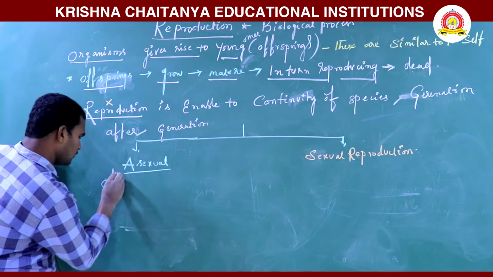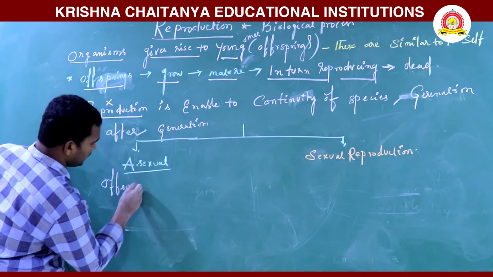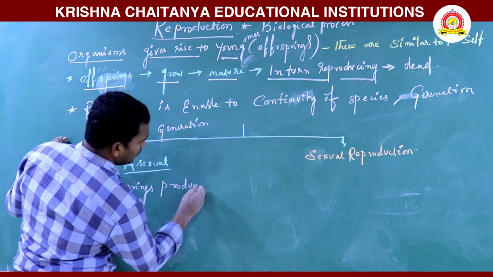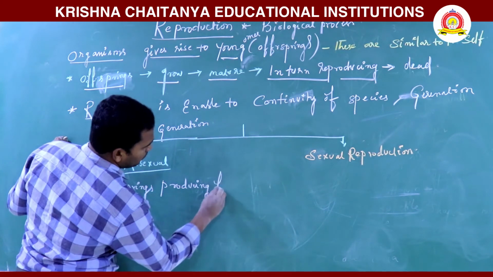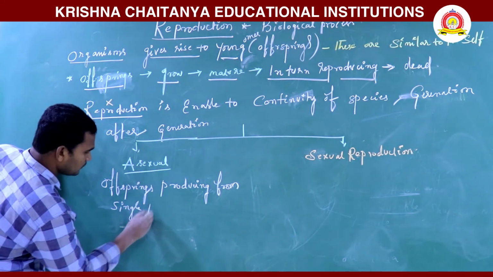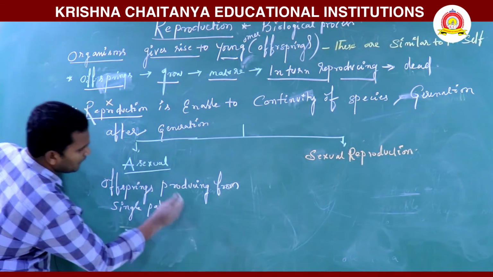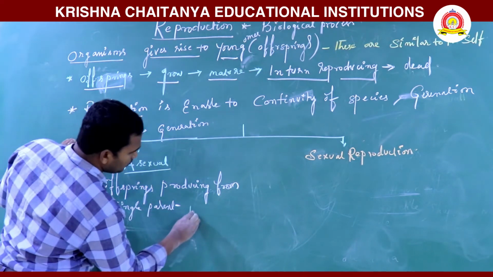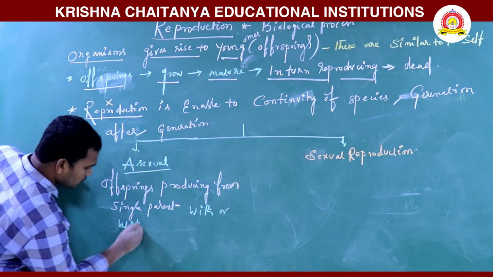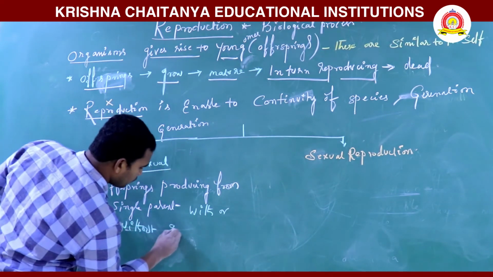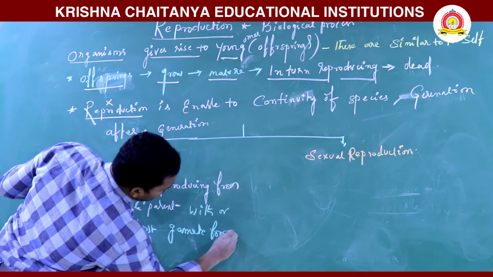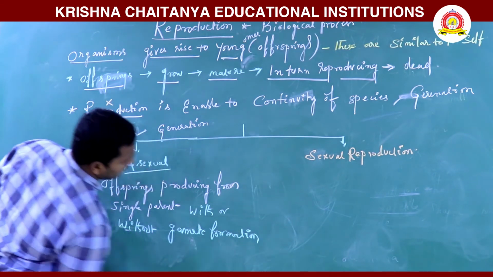Offsprings produced from a single parent, with or without gamete formation.